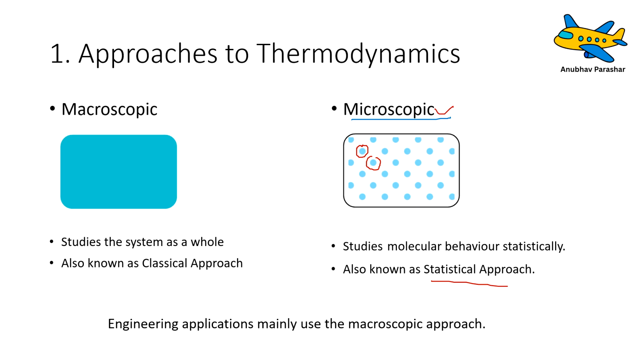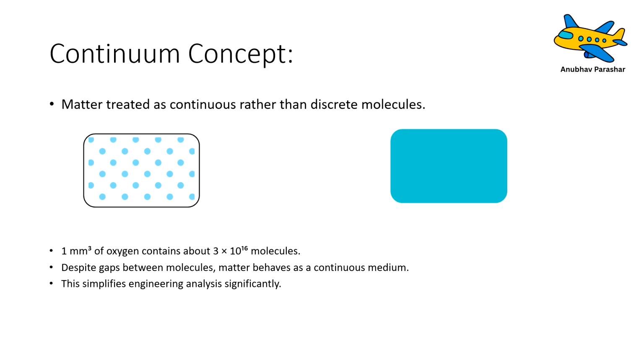But this is not what we follow in engineering. In engineering, we follow the macroscopic approach. What does the macroscopic approach say? It says we consider the entire body as one system. We don't study the individual molecules, but we study the whole system as a whole. And this is also known as the classical approach. Now, as we keep on understanding this subject, you will be able to understand more what exactly I mean by macroscopic and microscopic. So let us move forward.